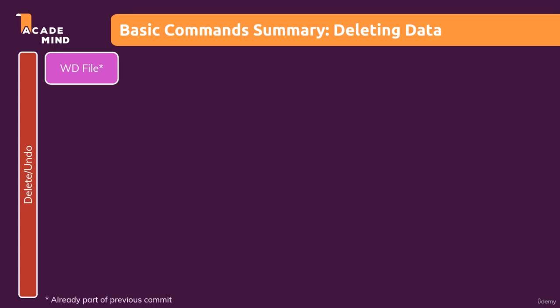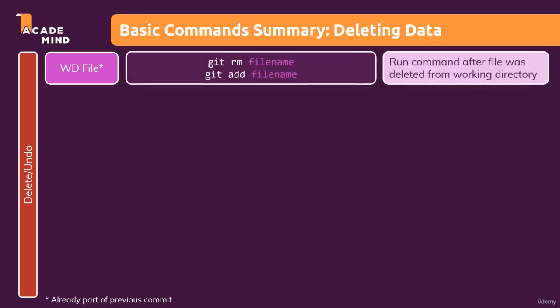The first way to undo changes is when it comes to working directory files. So if we delete files we have in our working directory, indicated by the asterisk, which were part of a previous commit already, we have two different options, either git rm or git add and then the corresponding file name. We have to run this command after the file was deleted from the working directory to also remove it from the staging area and therefore to make sure it's no longer included in the next commit.